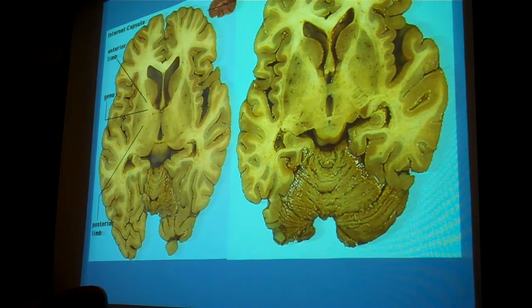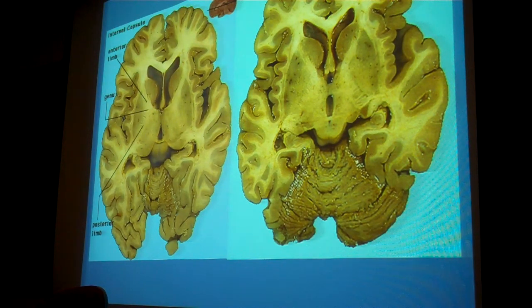Pain and temperature tend to cross over at the point they come in. So your sensation of hot and cold, if it's coming up your leg, goes up into your lumbar cord. Okay, it tends to cross over immediately and then go up to the left side of the brain.